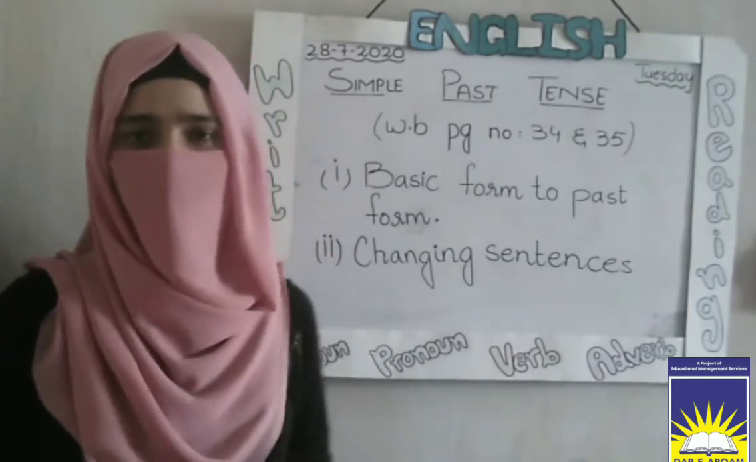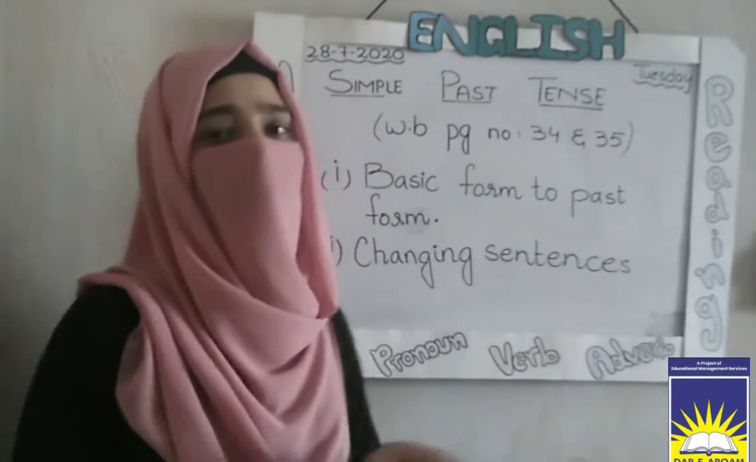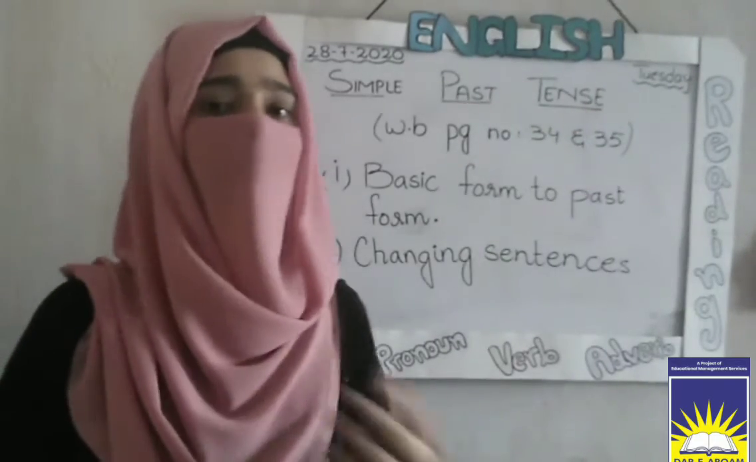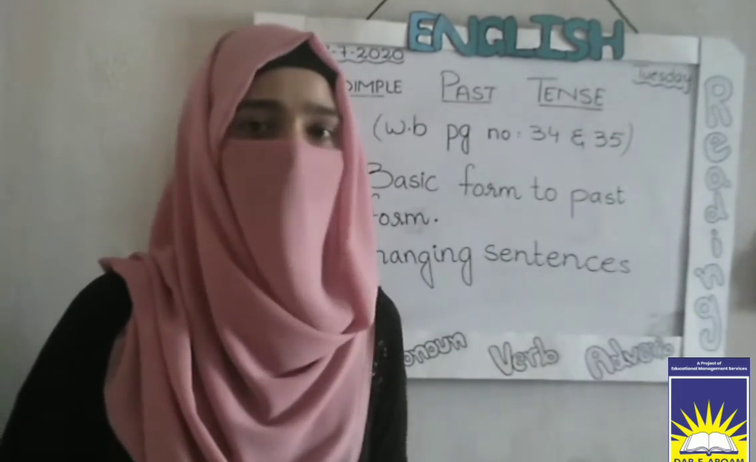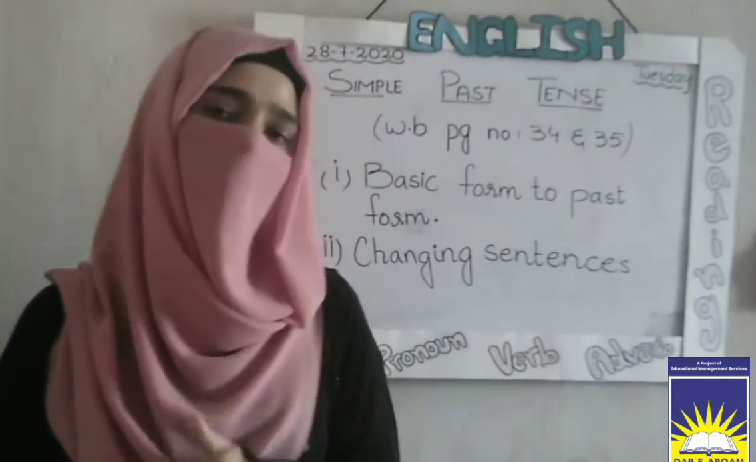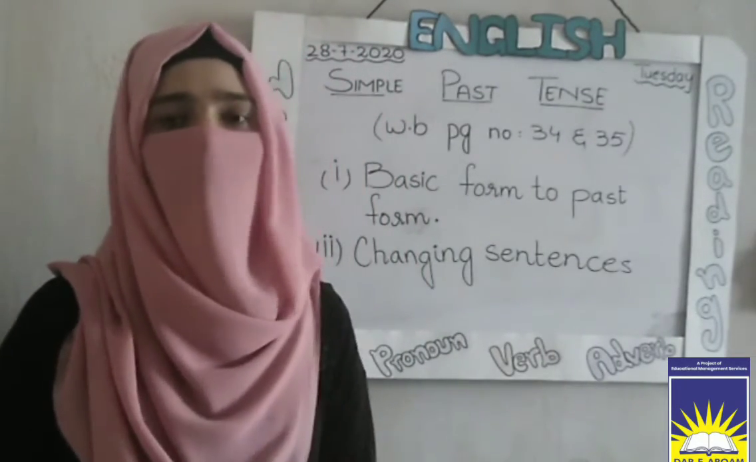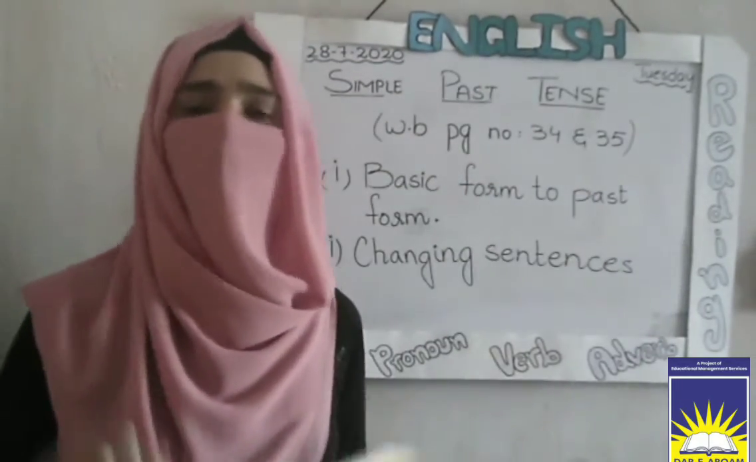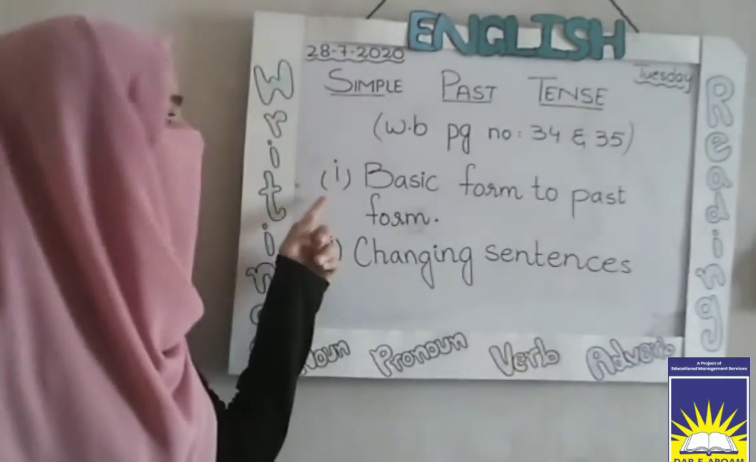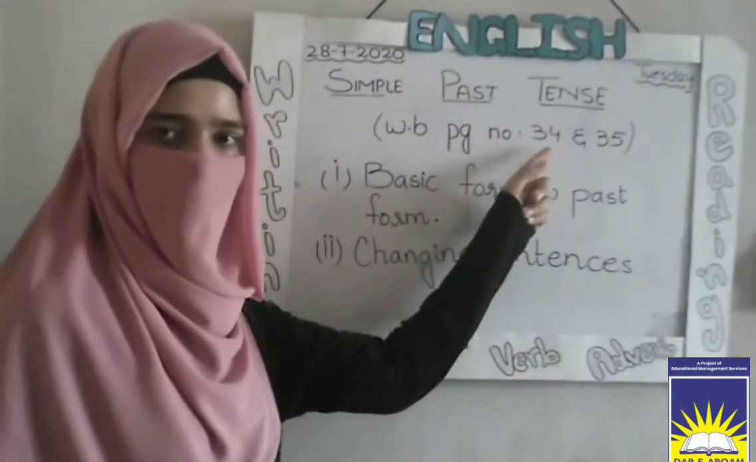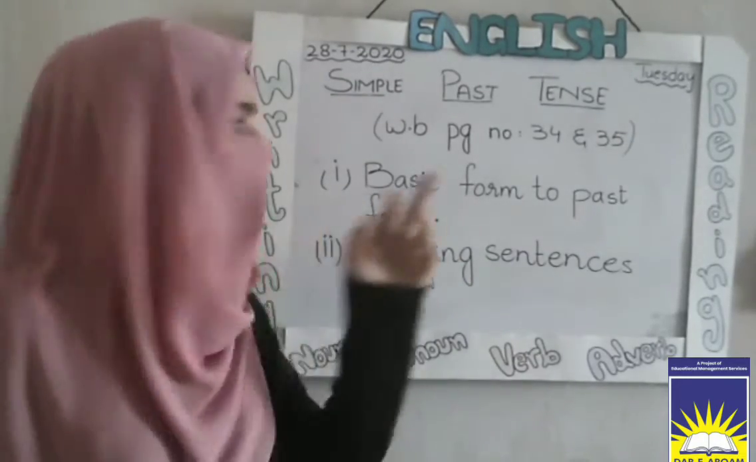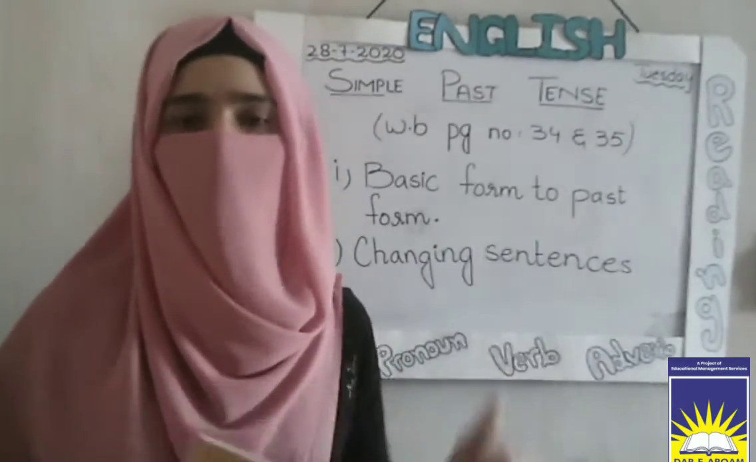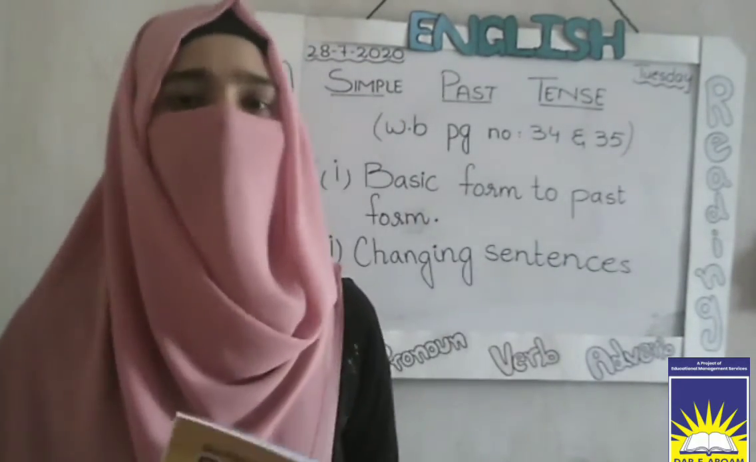So, today we are going to learn and do exercises related to simple past tense, as you have learned what simple past tense is, what it means and how to use it. Today we are going to do the related exercises given in your workbook on page number 34 and 35. In the first exercise, on page number 34, we have to change the basic form to the past form, and then put it in the sentences given below the exercise instruction.